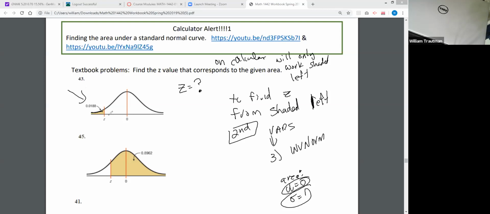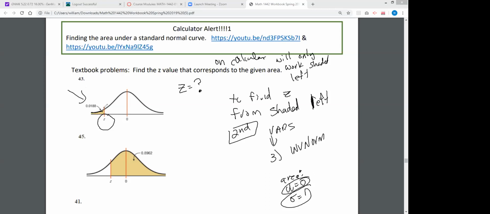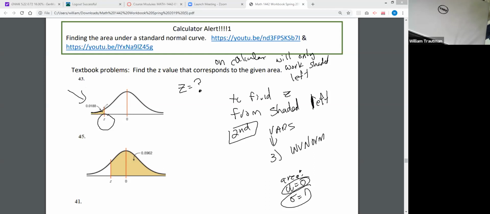By the way, can somebody tell me something special about the z value? Just tell me what you know about that z value right now. The obvious, 3 standard deviations away. Well, it's not, it's negative. Do you see it's on the left side of 0? So when I put this in my calculator, I better get a negative answer, because the z value is on the left side of 0. This z value better be negative.